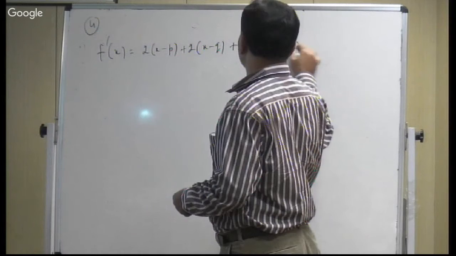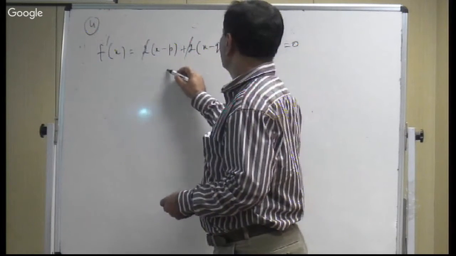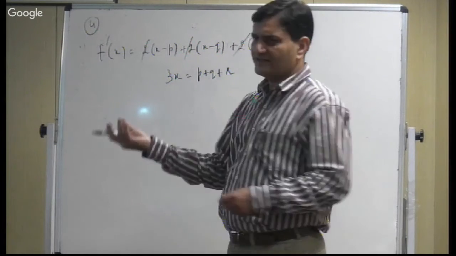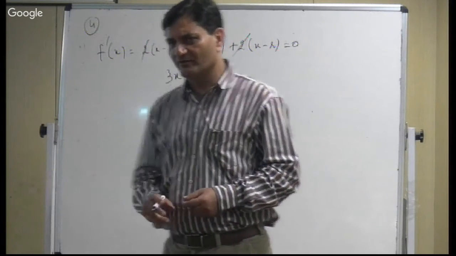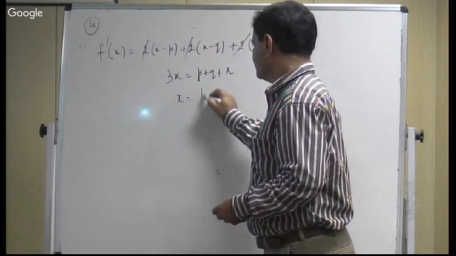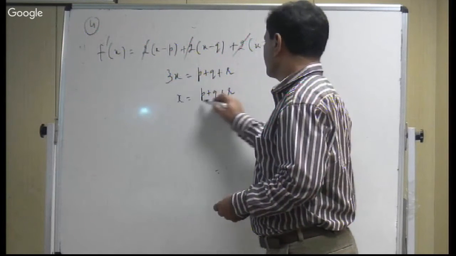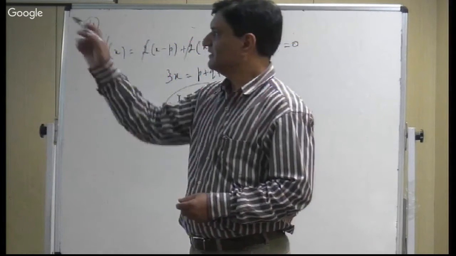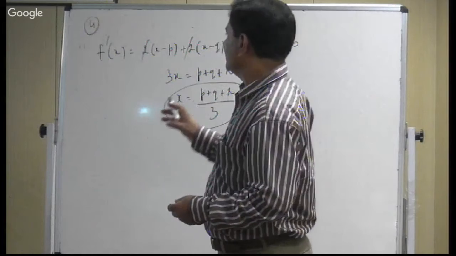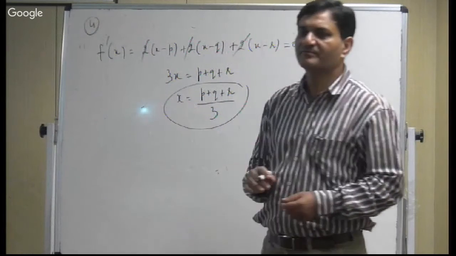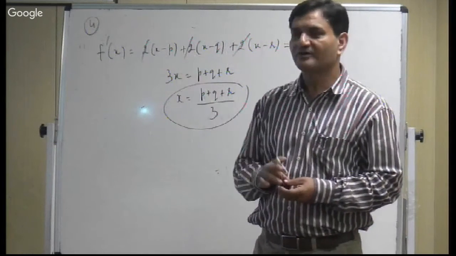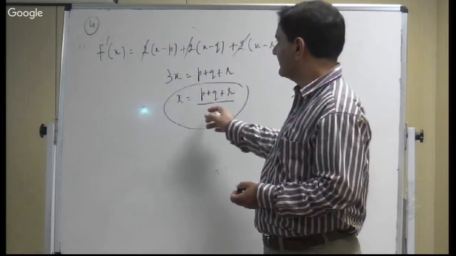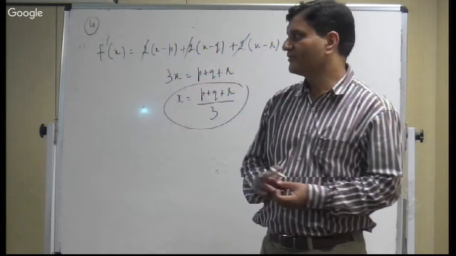You equate it equal to 0. 2 will go. So 3x is equal to p plus q plus r. So just by finding the first derivative and equating equal to 0, you get x is equal to (p plus q plus r) upon 3. A part. And you can verify that here the second derivative at this point will come out to be positive, because you have to find the point of minimum.